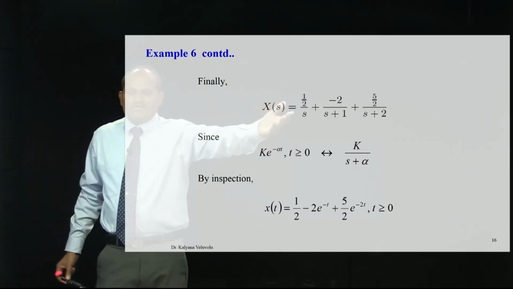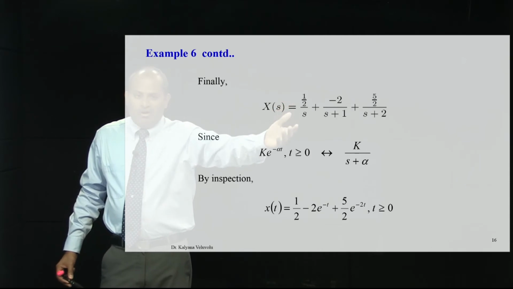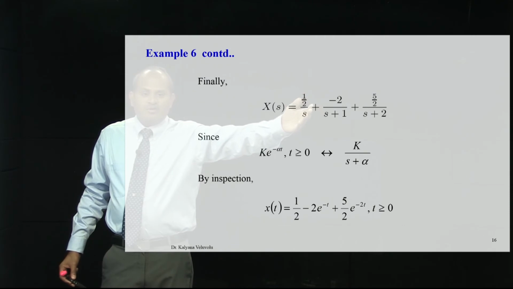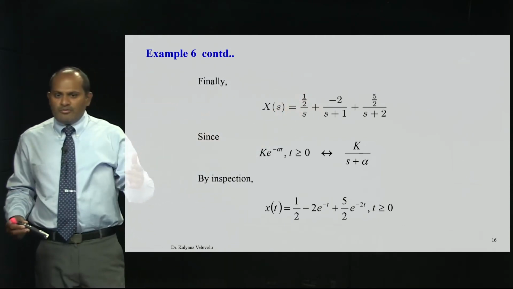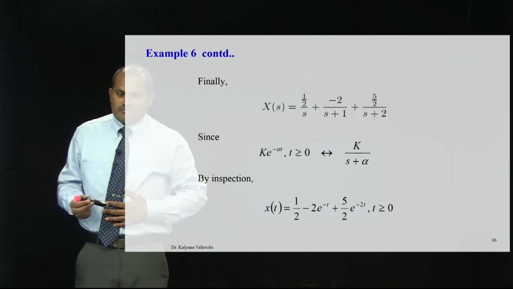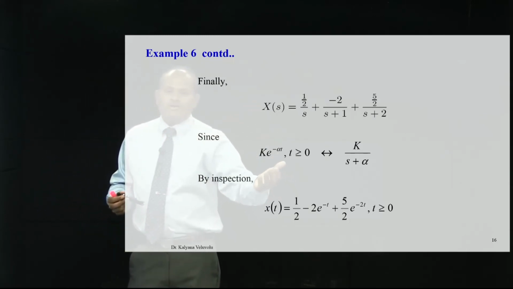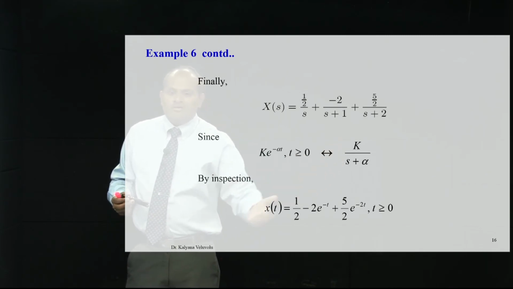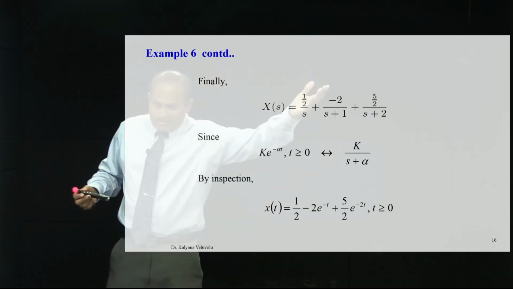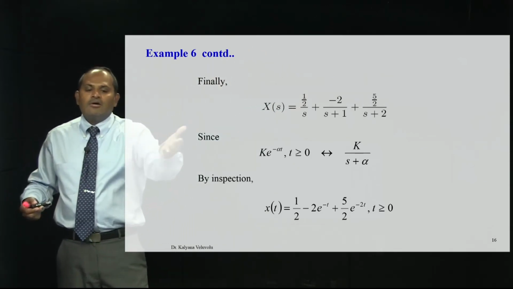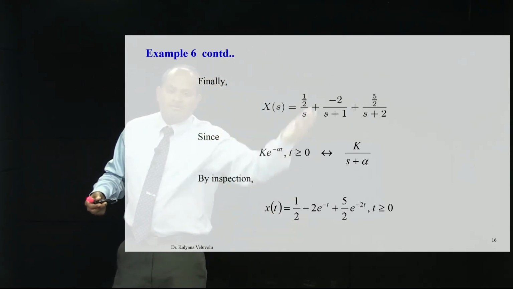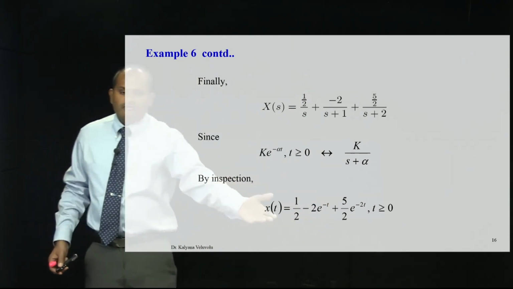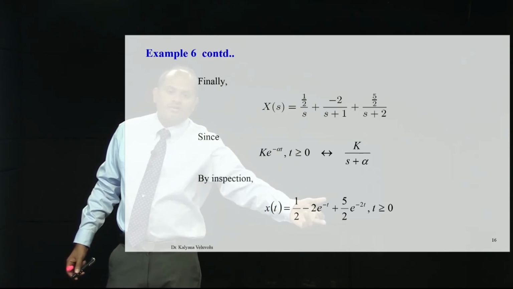The inverse Laplace transform of 1 by s is 1. For 1 by s plus 1, it is e power minus t. For 1 by s plus 2, it is e power minus 2t. So, if you remember these forms, you can directly write the inverse Laplace transform. I just gave a formula: k by s plus a has the time domain function k e power minus at. So, by inspection, just looking at the function, I can directly write the frequency domain function in the time domain. So, x of t will be 1 by 2 minus 2 e power minus t plus 5 by 2 e power minus 2t.